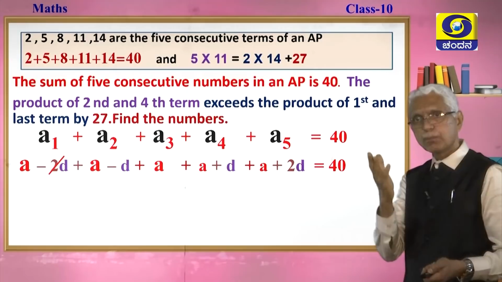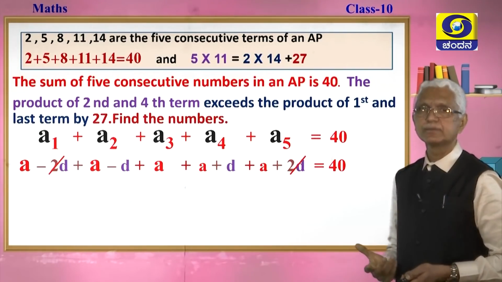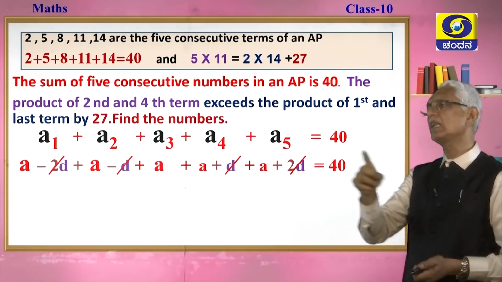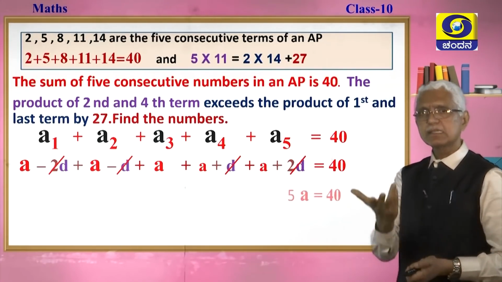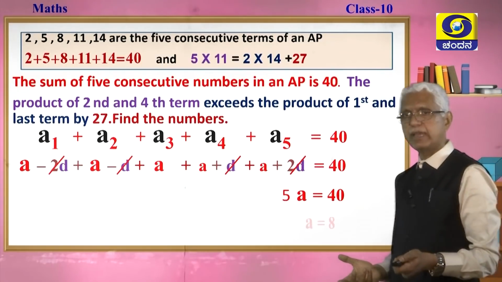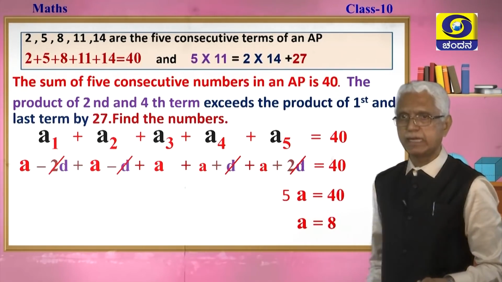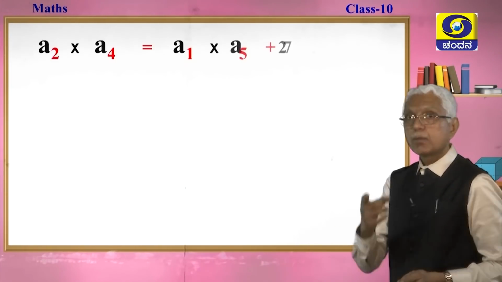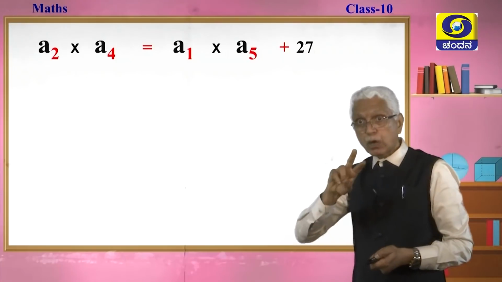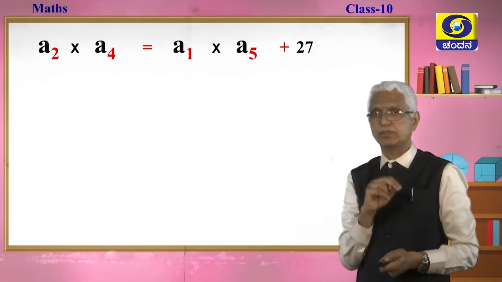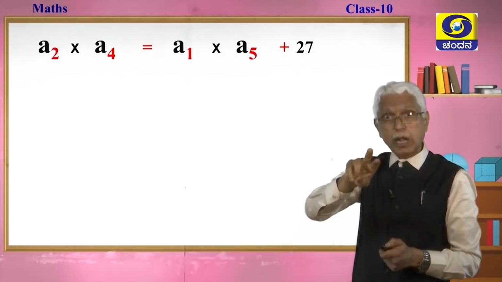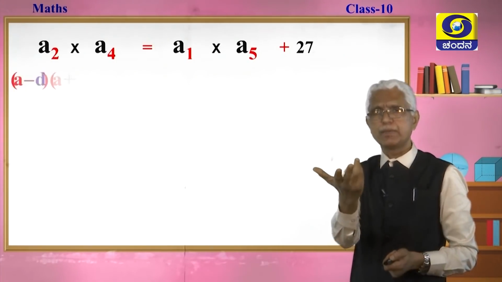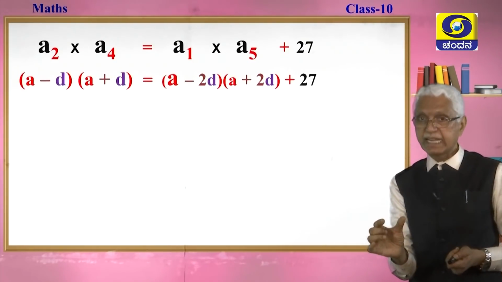Minus 2d plus 2d gets cancelled. Minus d plus d gets cancelled. You are only left with a. How many a's? You check and you add, it is 5a. 5a is equal to 40. A is equal to 40 divided by 5. A is equal to 8. You have got a as 8. Please check what have they given. The product of the second and the fourth is equal to product of the first and the fifth plus 27. Okay, the mere substitution. What was the second term?